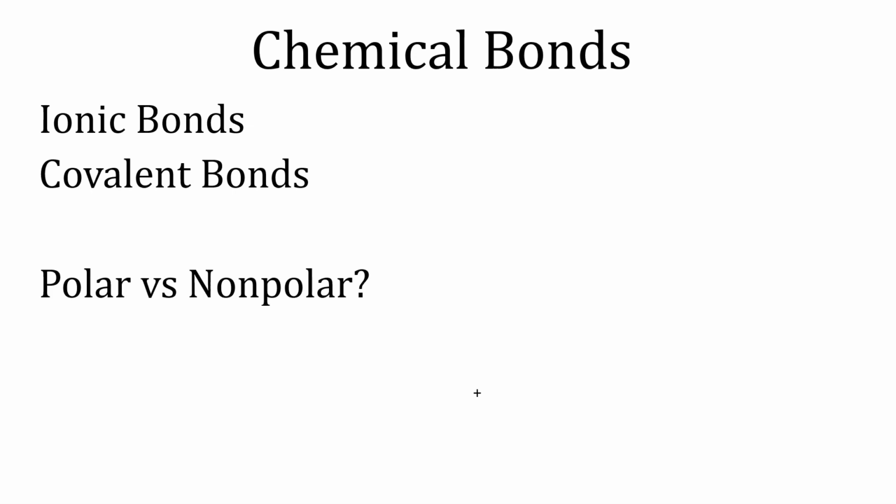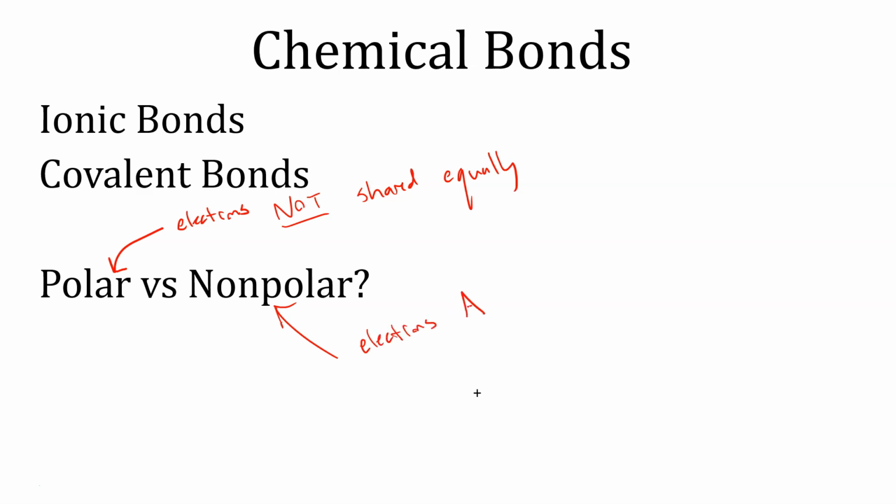Covalent bonds can either be known as polar or nonpolar, and the difference between the two refers to how equally the electrons are shared between the two atoms. So in a polar bond, the electrons are not shared equally between the two. And in a nonpolar bond, the electrons are shared equally.